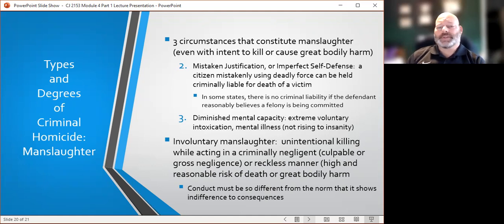Involuntary manslaughter is the unintentional killing while acting in a criminally negligent manner, meaning that the person is culpable or exhibiting gross negligence, or acting in a reckless manner where there's a high and unreasonable risk of death or great bodily harm. The conduct in this case must be so different from the norm that it shows indifference to the consequences.